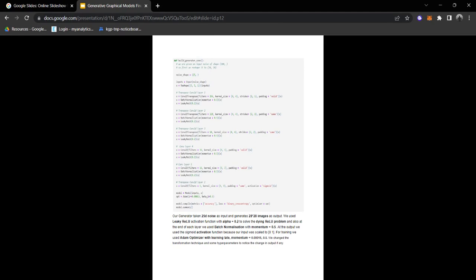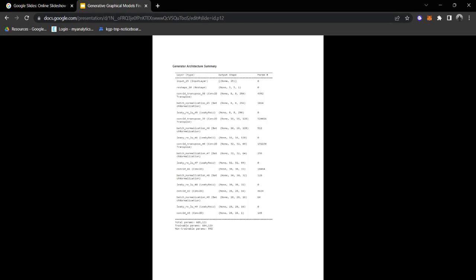For training we use Adam optimizer with learning rate equal to 0.00015 and momentum equal to 0.1. We change the transformation technique and some hyperparameters to notice the change in the output, if any. Now this is the generator architecture summary. We can see our generator consists of about 700,000 parameters.